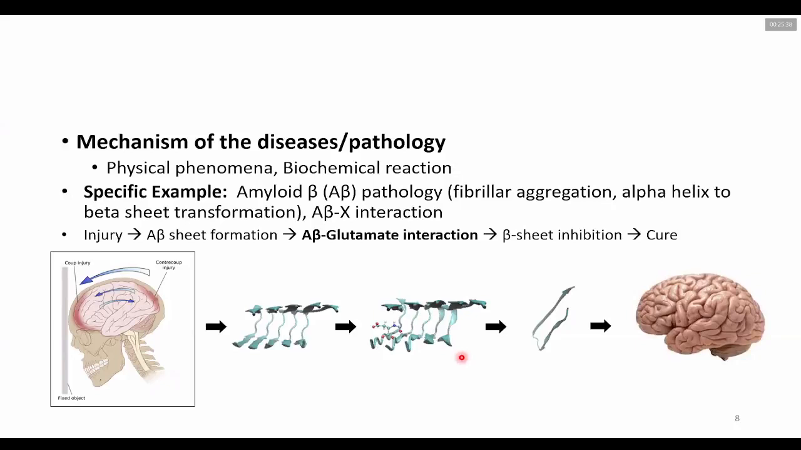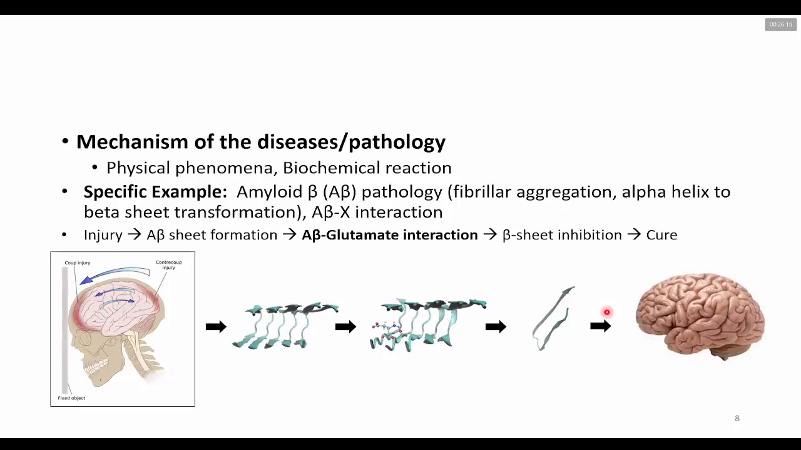So we can hypothesize, let's say, based on the existing literature, that if we get these amyloid beta sheets to interact with glutamate. I'm using glutamate because it's the most abundant protein in the brain. Let's say if it interacts with amyloid beta, these beta sheet formations will break. And when beta sheet formations break, the disease is no longer there. The cause of the disease is remedied. So it goes to the healthy form of the brain. So that's our working hypothesis for now, let's say.